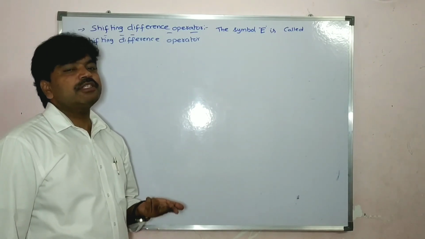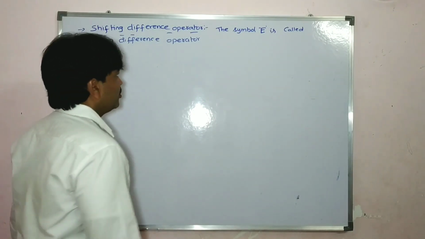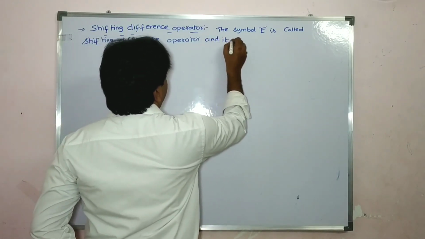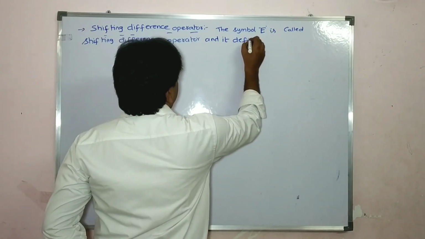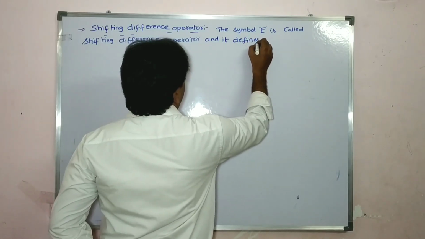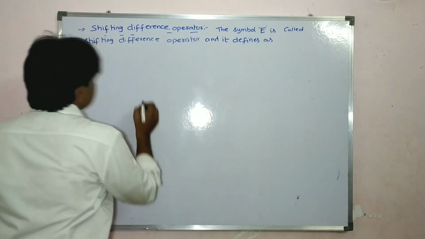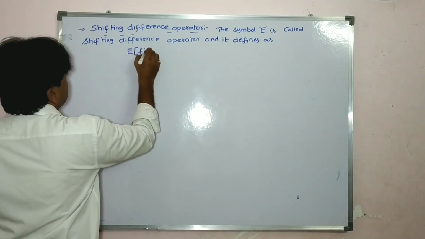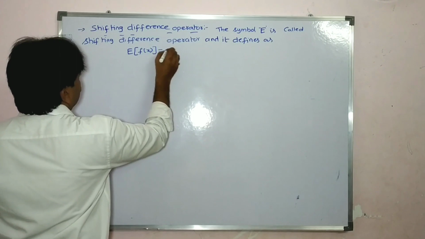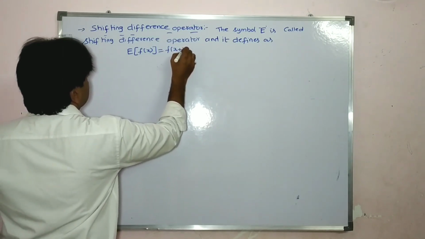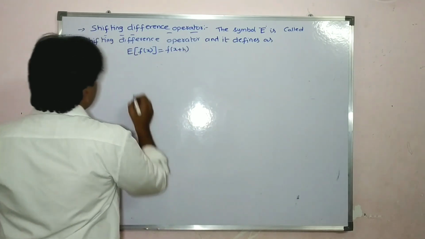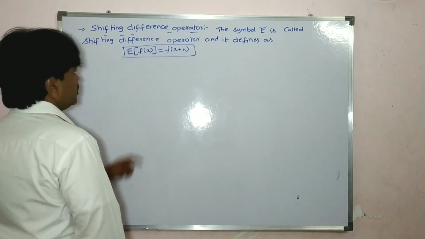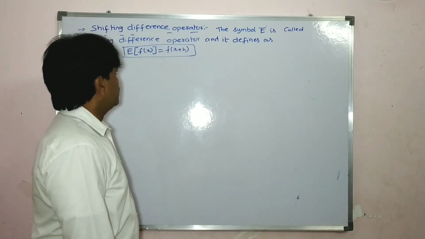We have to know what is E. Okay, students, write down. And it is defined as E of f of x is equal to f of x plus h, students. How is it defined? E of f of x is equal to f of x plus h.